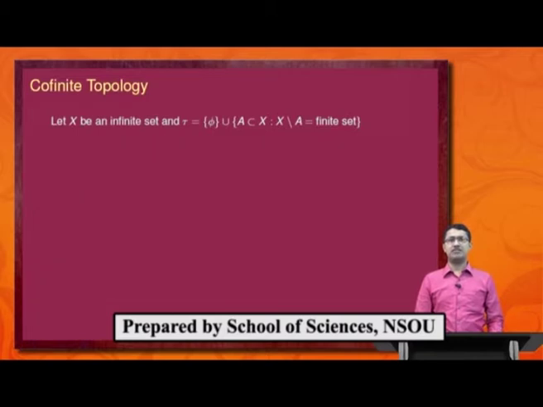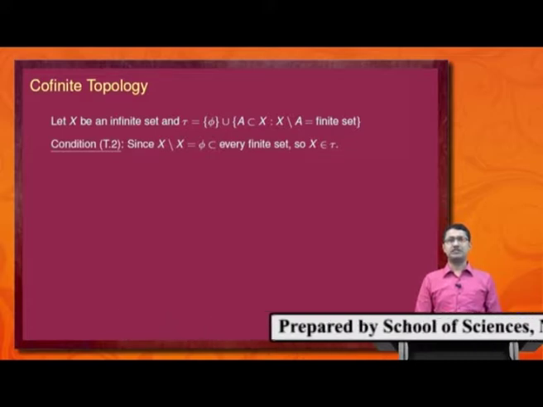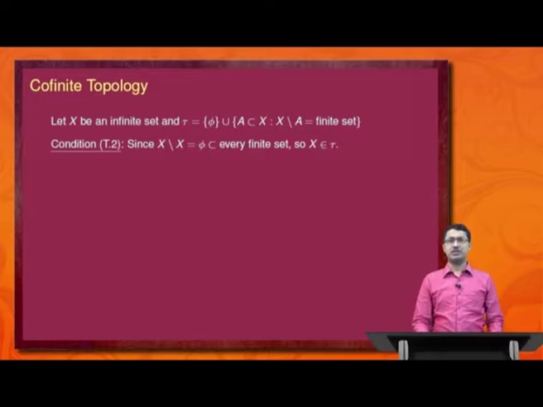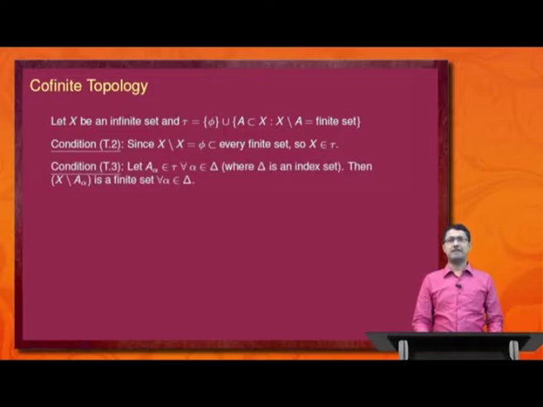What is that? Let X be an infinite set and tau equal to phi union all such A that X minus A is a finite set. Then the first condition is obviously satisfied because phi belongs to tau. For condition 2, X minus X is equal to phi, and phi is a subset of every finite set, so X belongs to tau. For condition 3, let A alpha belong to tau, alpha belonging to an index set. Then all X minus A alpha are finite sets because A alpha belongs to tau. If A alpha is not equal to phi, then X minus A alpha is a finite set.